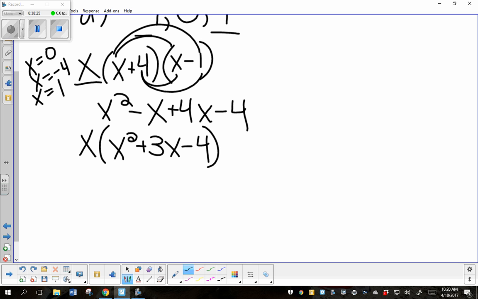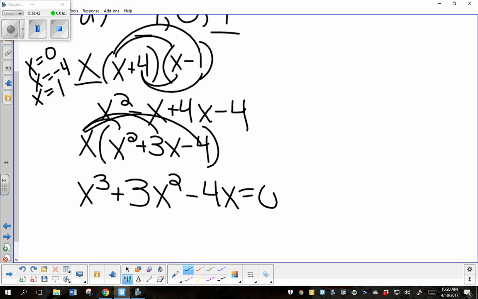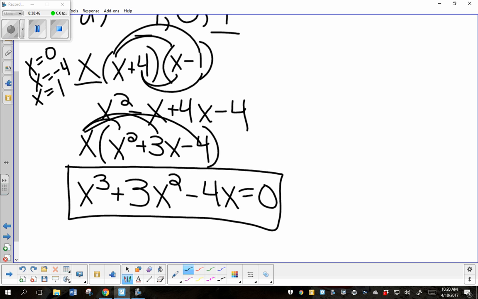So now we actually need to multiply that. So what's x times x squared? X cubed. What's x times 3x? 3x squared. And what's x times negative 4? Negative 4x. There we go. So we got that x equals 0 solution on there too.